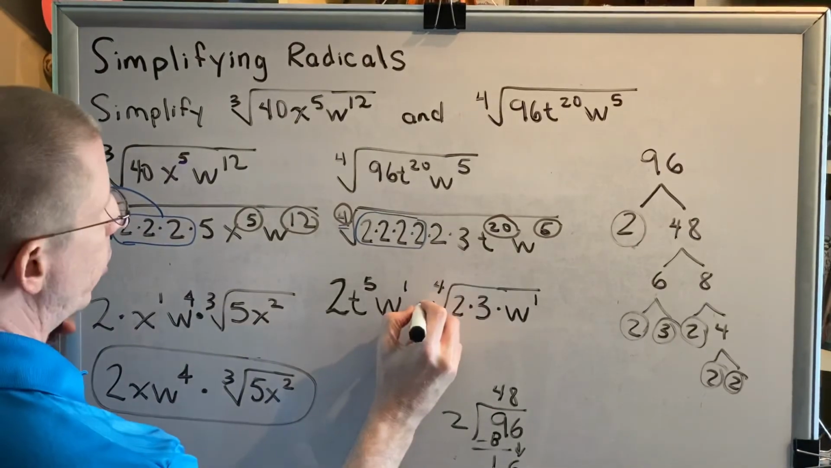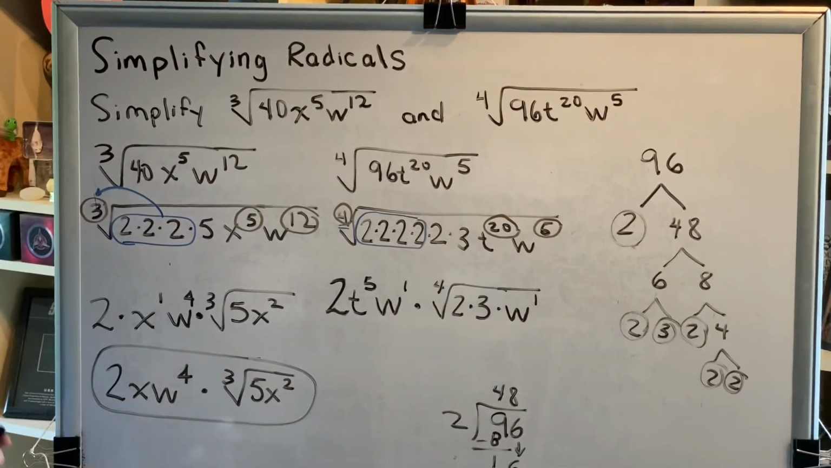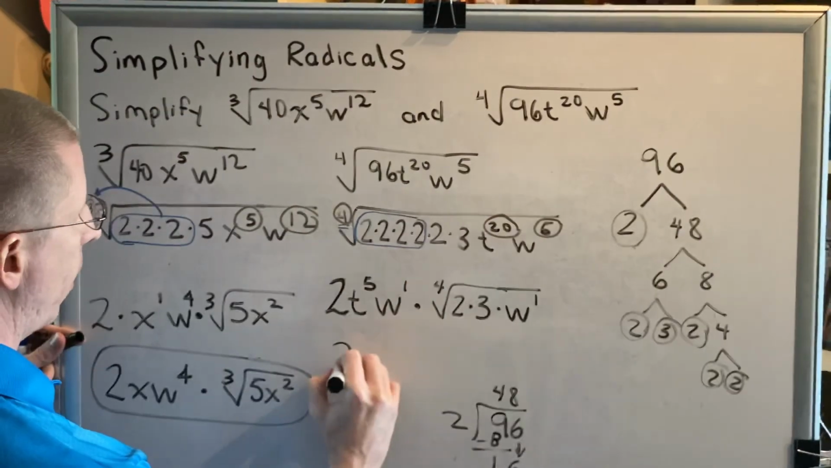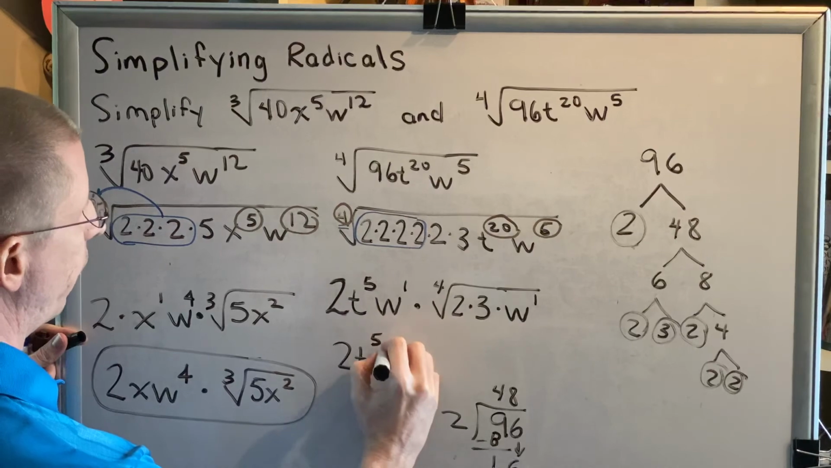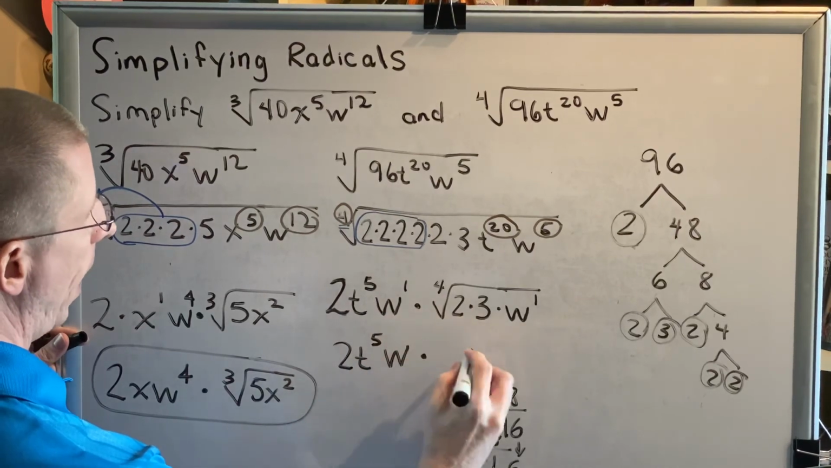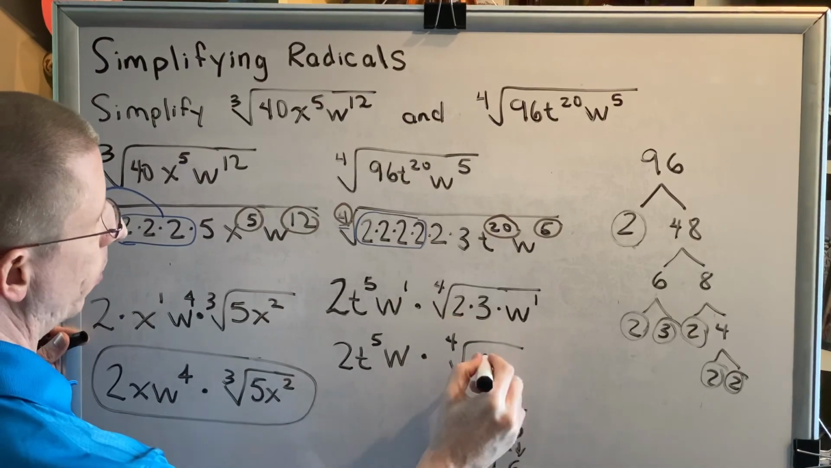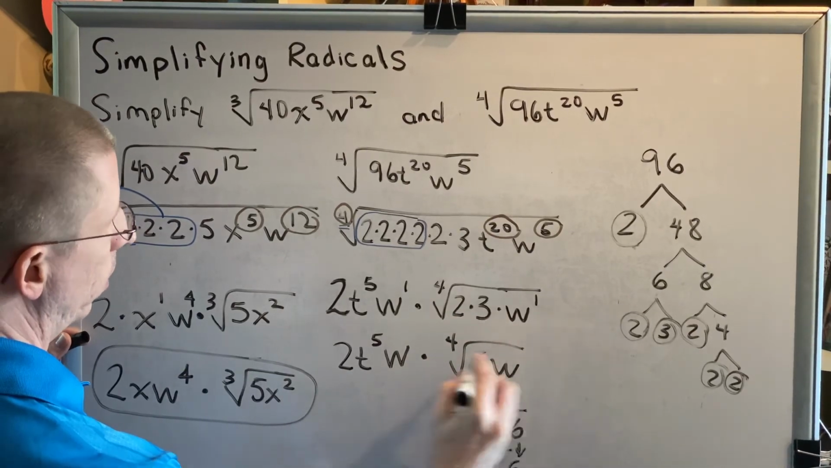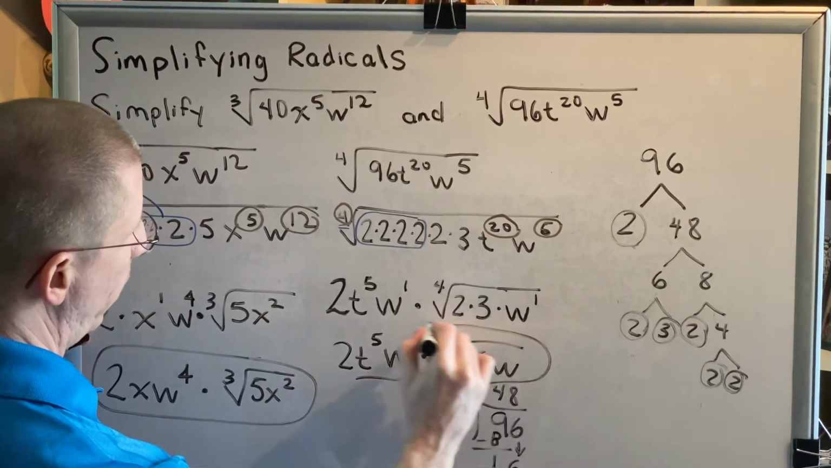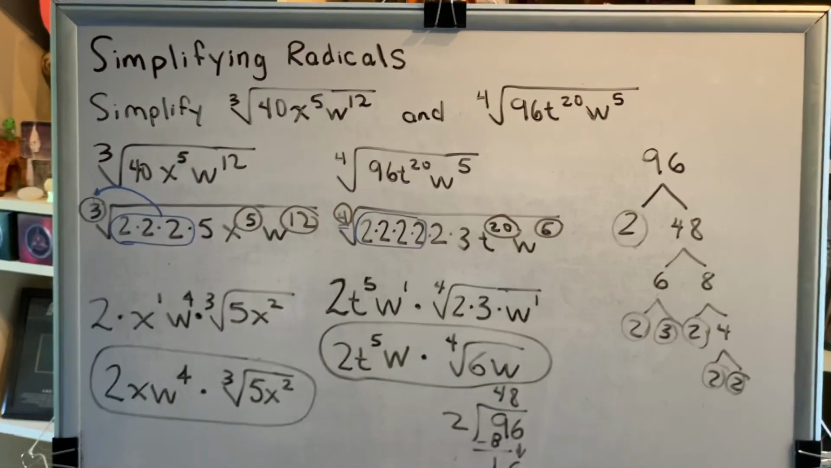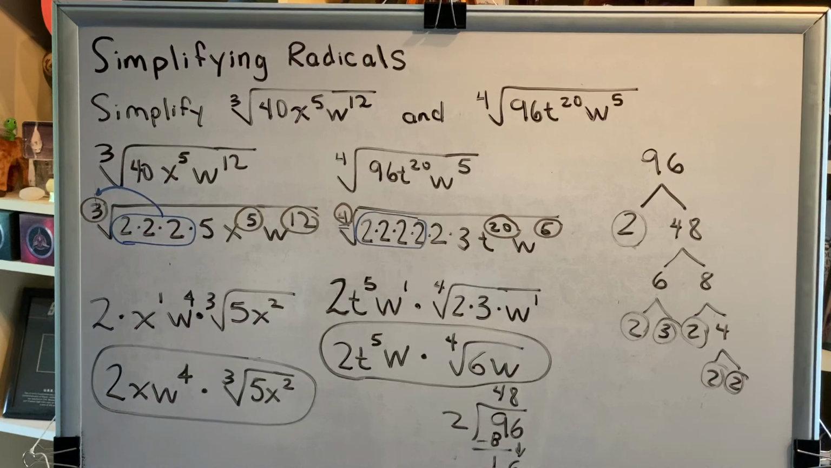Okay, now all I have to do is multiply everything together. Anything to the first power is just itself. So outside I'm going to have 2t to the 5th w, and inside, I'll put the numbers together, this will be 6w. And so my final answer for this simplified radical is 2t to the 5th w times the 4th root of 6w.